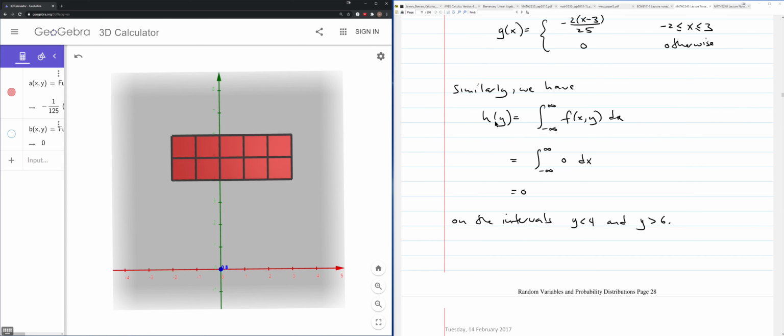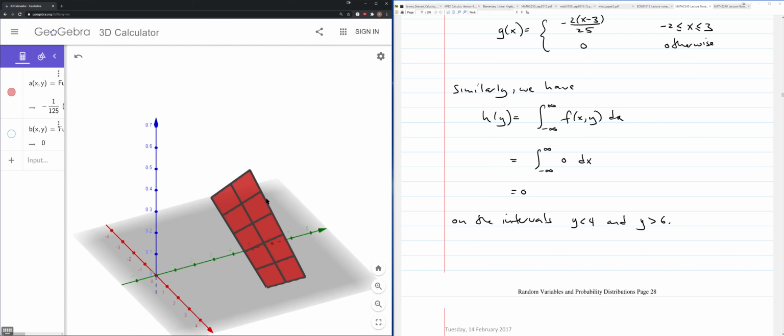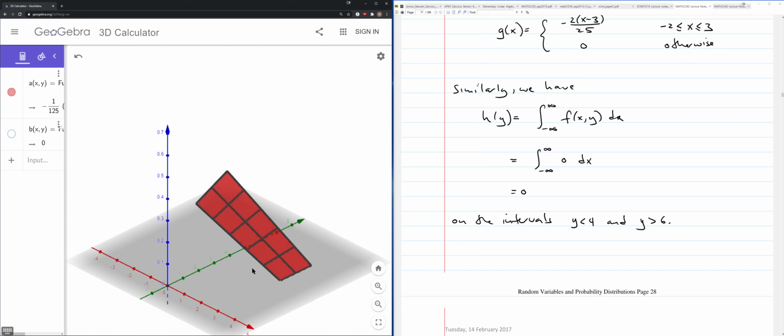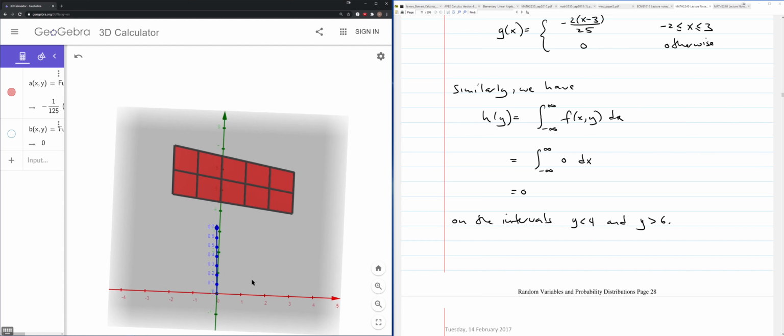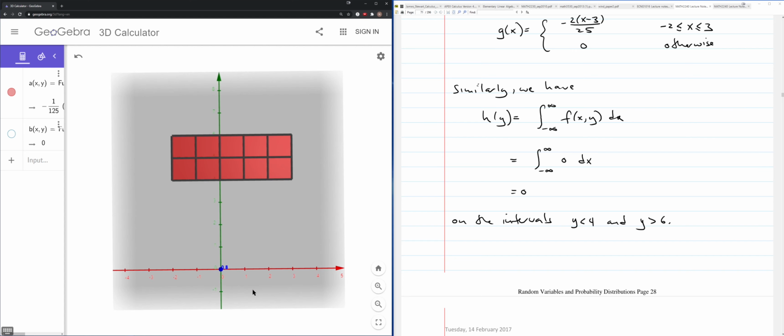Right, and now what we want is the marginal distribution for y. And this is the definition of how you get the marginal distribution for y: you integrate the joint PDF with respect to x. Again, this is using the same joint PDF over here. And if I project down, we want the marginal h of y over here.